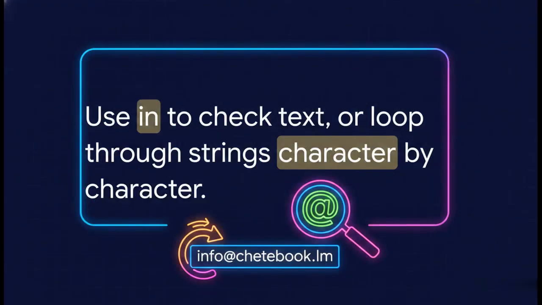You can also interrogate your strings using membership operators. By simply using the keywords in and not in, you can instantly check if a word or a character exists within a larger block of text, like checking if an @ symbol is actually in an email address. Alternatively, you can traverse the string by looping through it character by character. That just means you tell Python to look at the first letter, do something with it, move to the second letter, and evaluate the entire sequence one single link at a time.